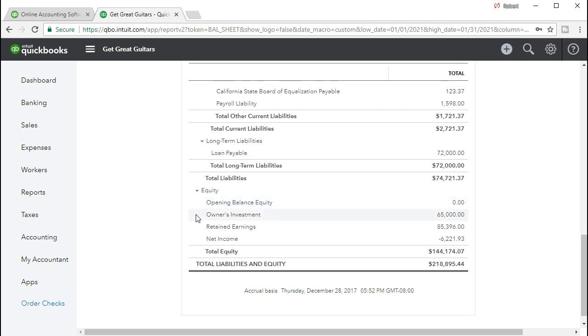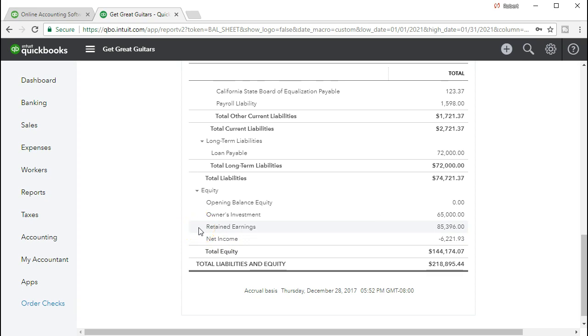We have the owner's investments. That's what the owner put in terms of money from the owner to the company, as opposed to retained earnings. Retained earnings being the amount that has accumulated over time in terms of earnings generally. And of course, this isn't the earnings for just this time period. This includes our beginning balances that we put into place.